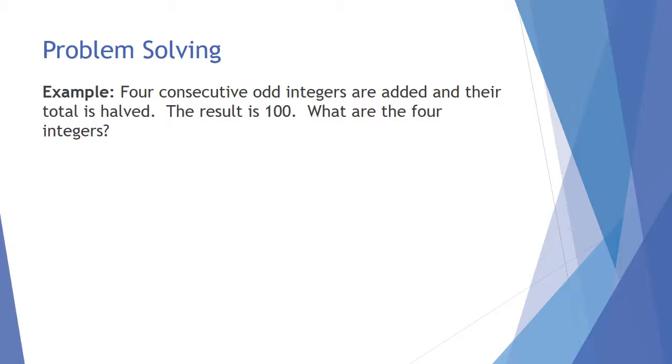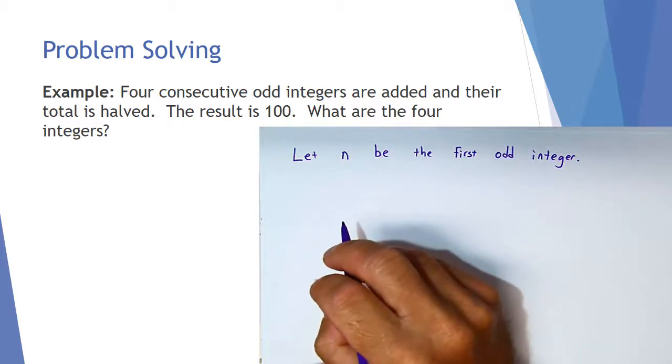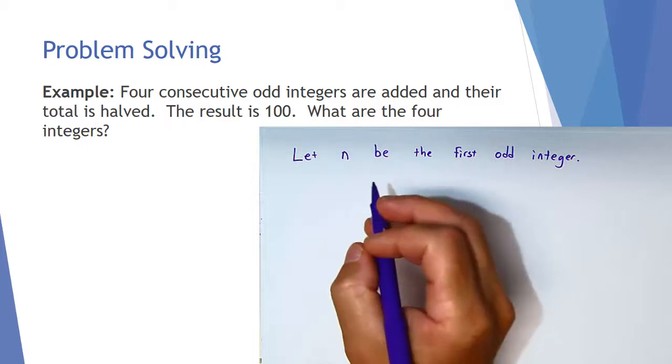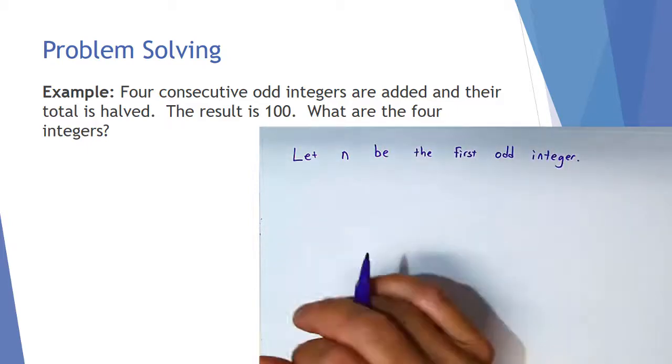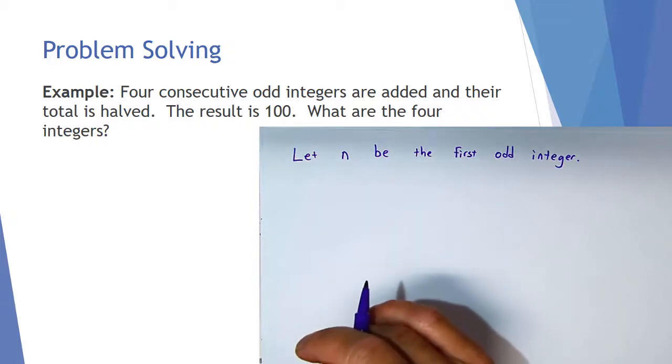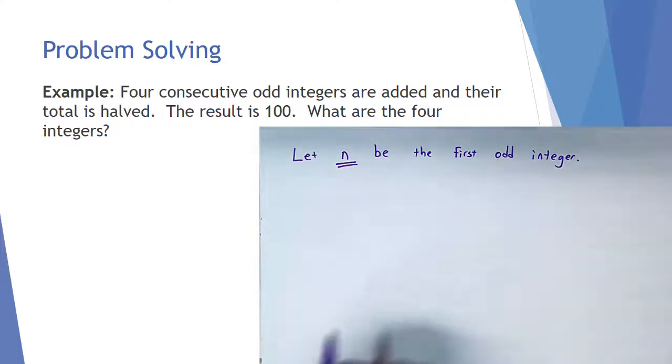So that could be like 3, 5, 7, and 9, or 23, 25, 27, 29, 4 consecutive odd integers. Well, again, there's 4 of them in a row, but we don't need to find all 4 of them. We really just need to find the first one, and the other 3 will come into play. If we knew the first one was 7, then we'd know the next ones are 9, 11, and 13.